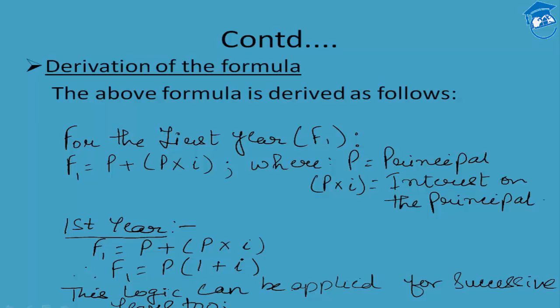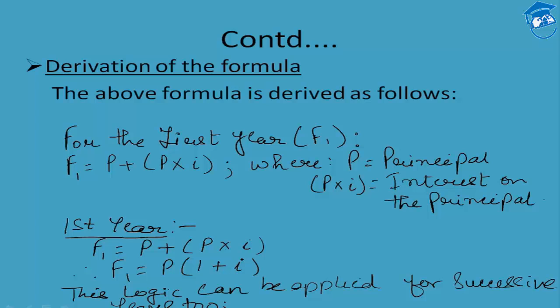Now it's simple algebra. When F1 is equal to P plus PI, with P taken common, we are left with 1 plus I. It means P times 1 is P, and P times I is PI. So P into (1 plus I) is nothing but P plus PI. It is from this formula that we got the 1 over here. I hope I have made myself clear and you have understood where exactly we are getting the 1 from.